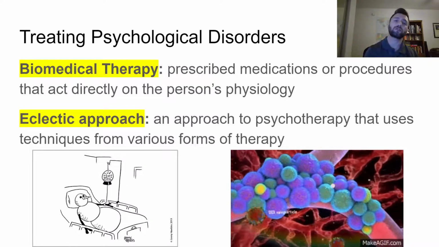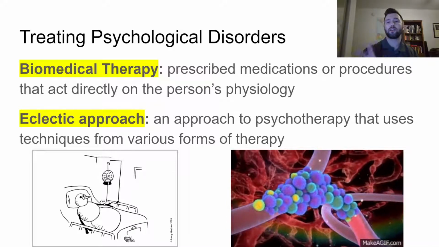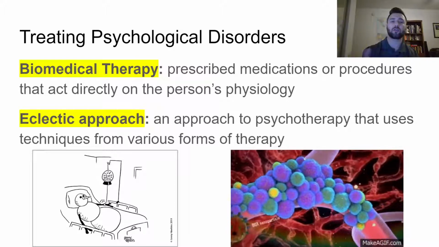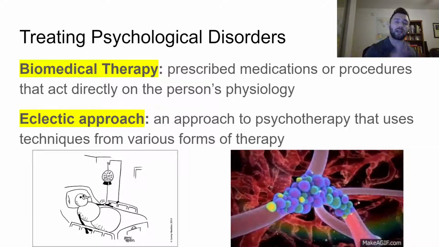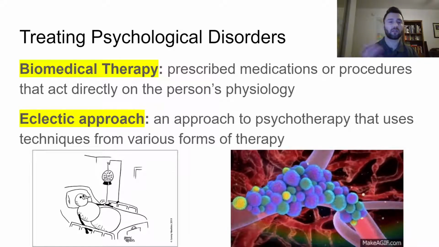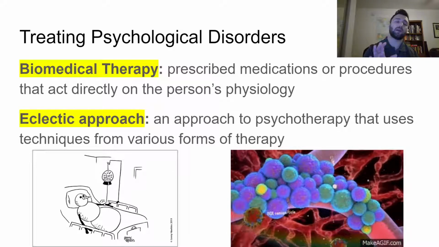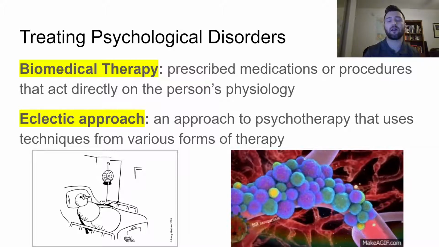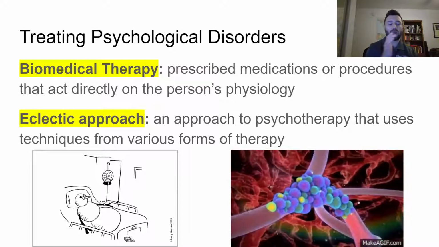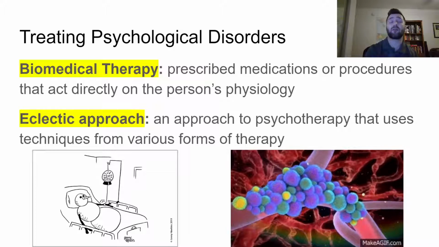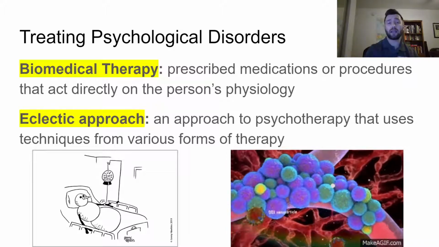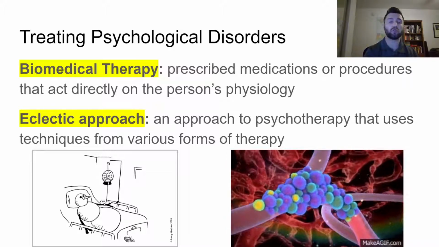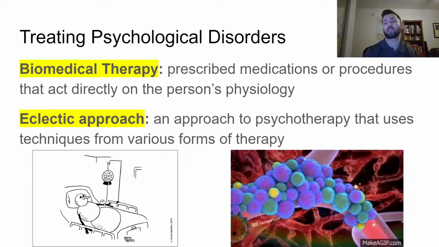There is also what is called the eclectic approach. The eclectic approach is using psychotherapy and various other forms of therapy. Generally speaking, the eclectic approach is probably where we're going to see a lot of work, where I might use different types of therapies. I might also use biomedical therapy and psychotherapy. We don't have to just use one or the other, and a lot of times that's going to be the case.